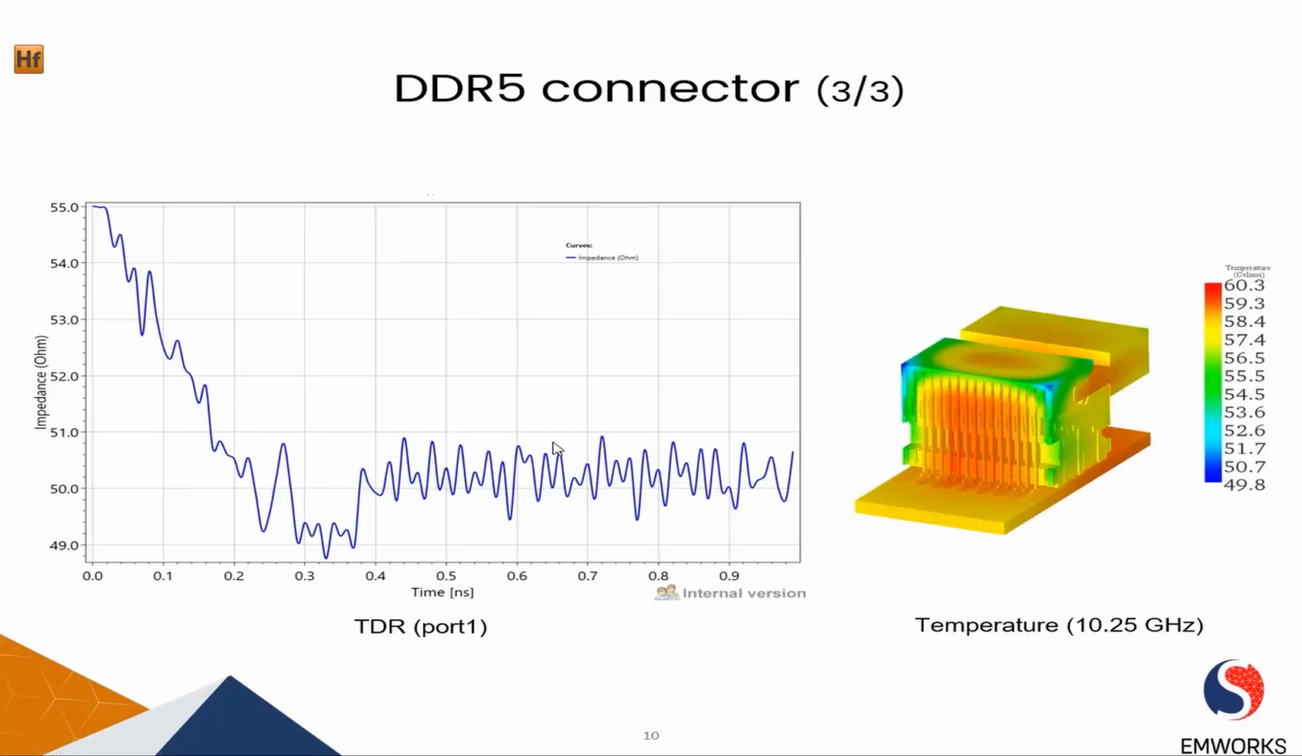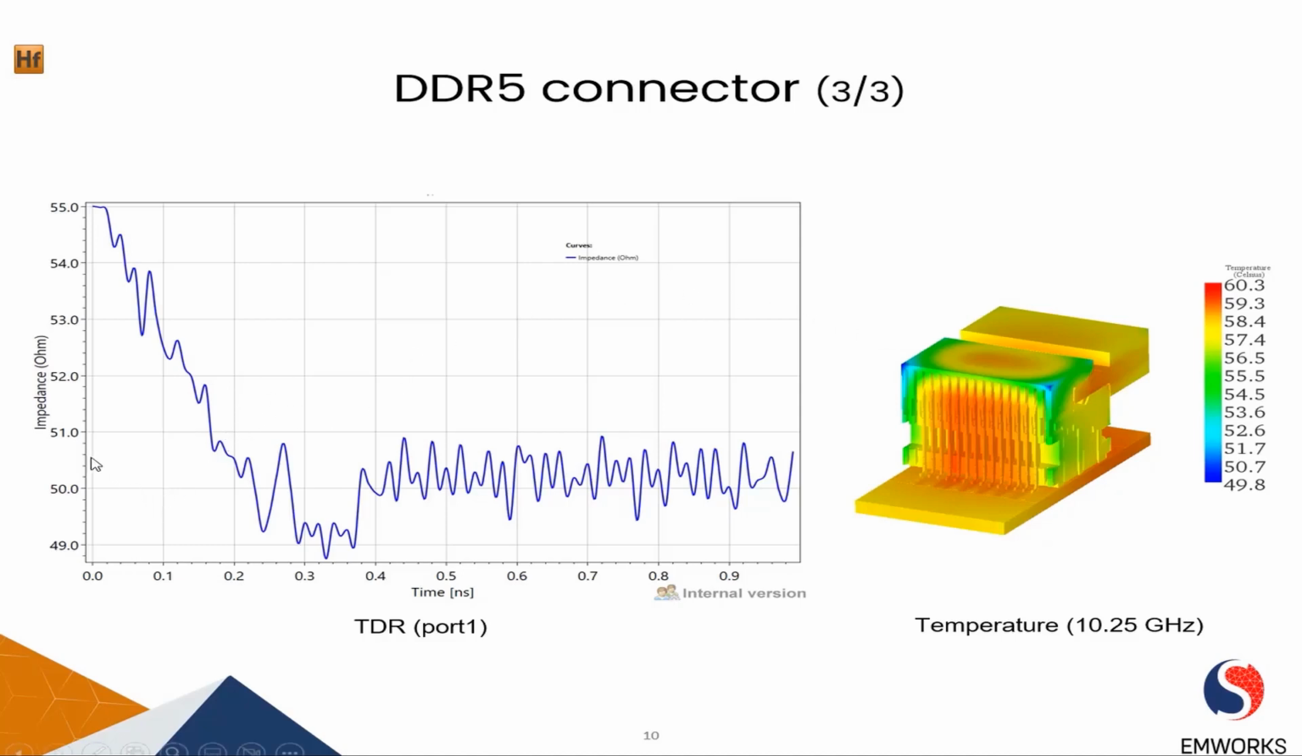Alright, so let's look at the temperature. As we mentioned before, temperature considerations are important, especially at high data rates. Studying the temperature distribution helps us to prevent overheating and maintain stable operation of the system. Looking at the temperature distribution of our structure at a frequency of 10.25 gigahertz, we can see that the maximum temperature is 60 Celsius, and this is within the recommended safety standards.